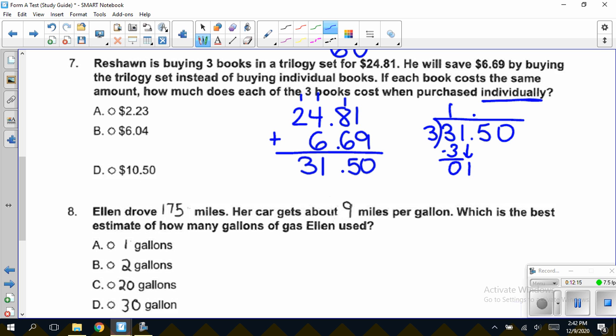Drop down my 1. 3 cannot go into 1, so I'm going to place a 0. 3 goes into 1 0 times. And then 3 times 0 is 0. Subtract, still have the 1. But now I can drop down the 5. 3 does go into 15 5 times. 5 times 3 is 15. Subtract, that leaves me with a 0. Drop down my remaining 0. And 3 goes into 0 0 times. So now I know that my one book would cost $10.50.